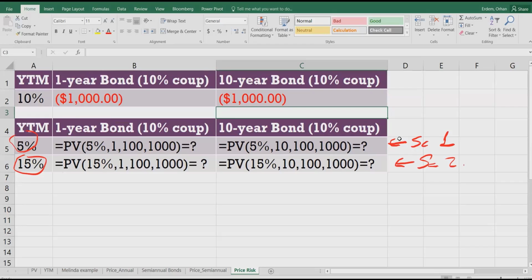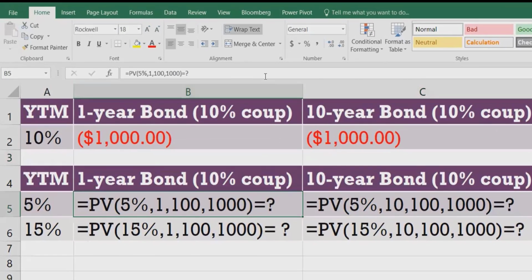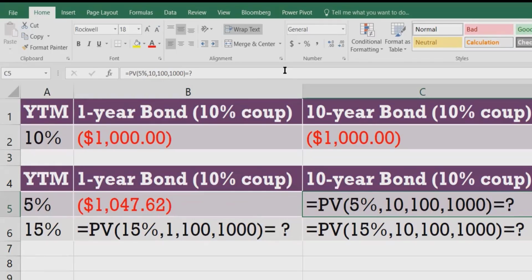Okay, now let's take a look at scenario 1 and change the yield to maturity to 5%. The only thing I change in these functions is this 5%. So instead of 10%, I'm going to use 5% here. Now let's click on this cell and delete this question mark and hit enter, and let's see what happens.